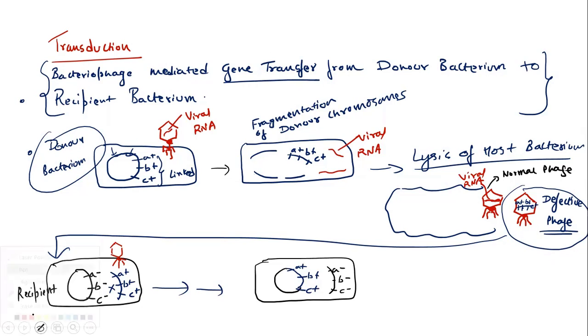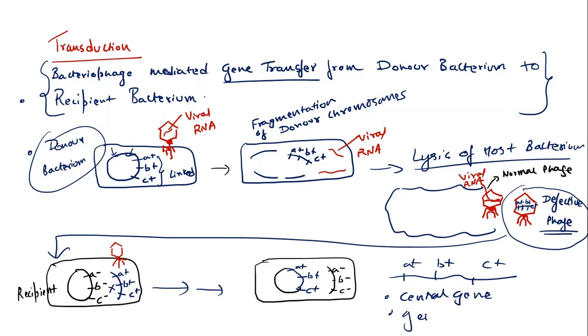Once again, based on this type of mapping, you can determine or try to know about central gene information. Central gene information can be easily determined, and we can also try to deduce the gene distances, right? Gene distance in minutes. Tell me, is that clear or not? Yes, sir.